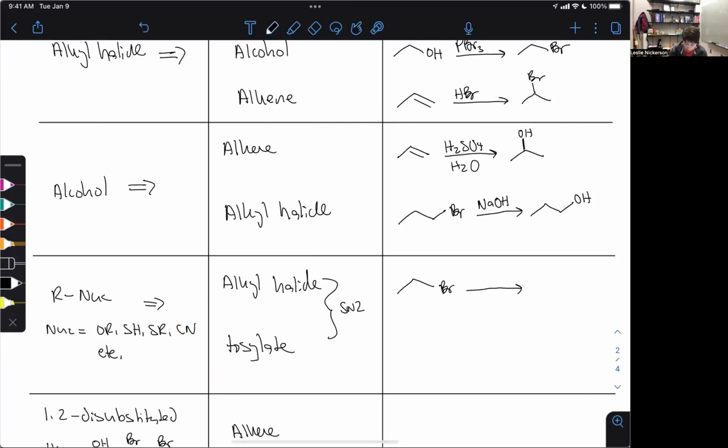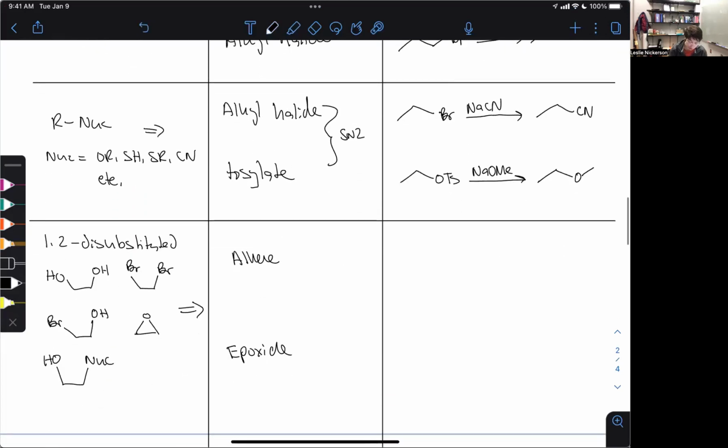So if I have something like this, if I add in sodium cyanide, that's going to get me that SN2 product. If I have a tosylate, I can add in something like sodium methoxide and get to that OR product. So the 1,2 disubstituted, there's a ton of examples here. So keep that in mind as you're making your own toolbox. There's a lot of examples.